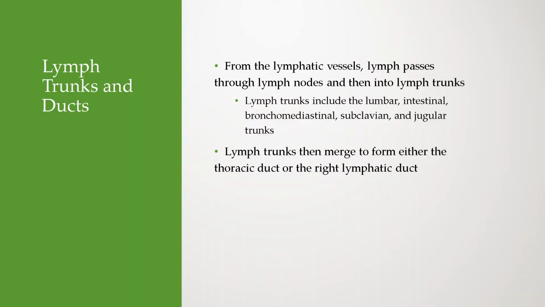Lymph passes from lymphatic capillaries into lymphatic vessels and then through lymphatic nodes. As lymphatic vessels exit lymph nodes in a particular region of the body, they will unite to form lymph trunks. The principal trunks are the lumbar, intestinal, bronchomediastinal, subclavian, and jugular trunks. Lymph passes from lymph trunks into two main channels, either the thoracic duct or the right lymphatic duct, and then it will drain into venous blood.